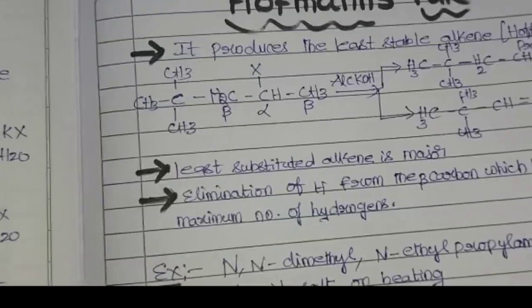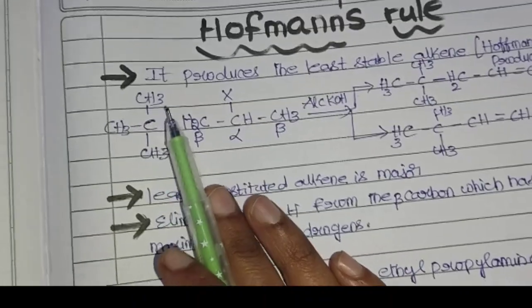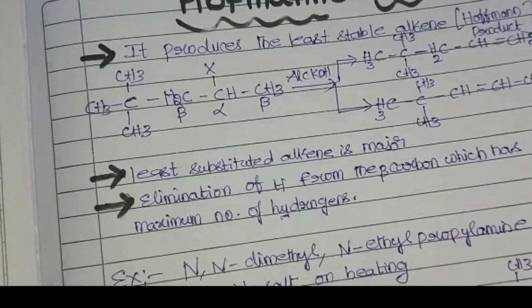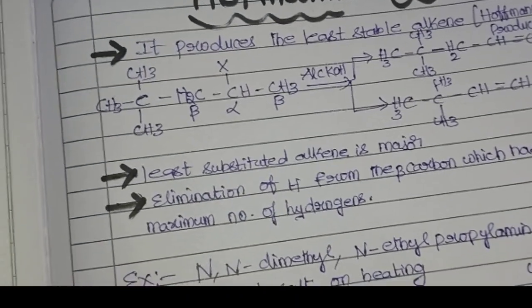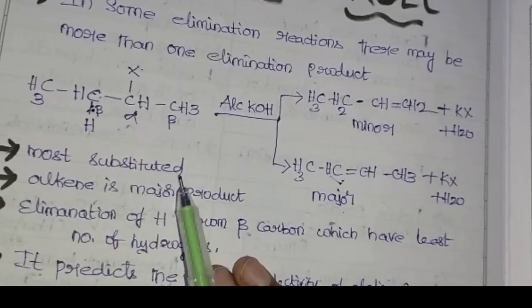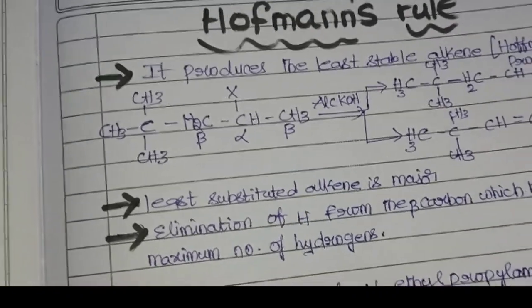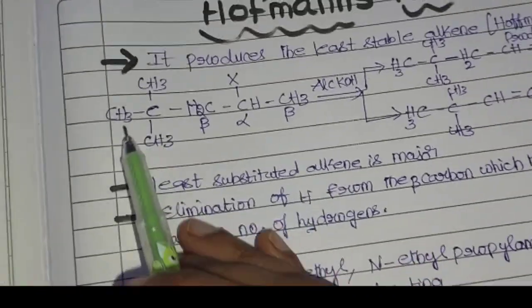Hofmann's rule is exactly opposite to the Saytzeff rule. We will see. Here in the Saytzeff rule, I told you the product is the more stable form, we get the most substituted form. Here the least stable alkene we will get. So again I am taking one example here.